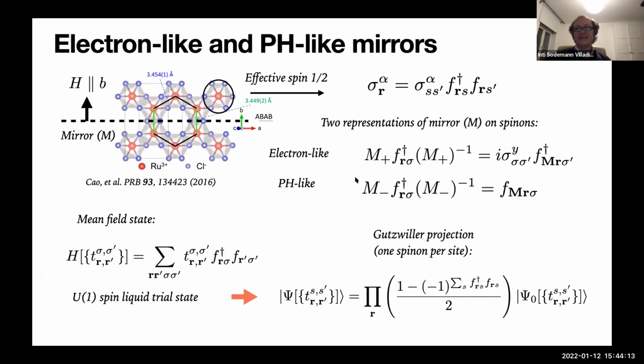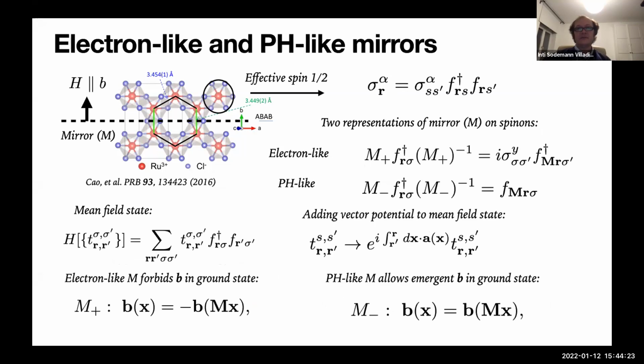Okay, so even though they lead to the same transformation laws of the physical spins, when you enforce these different transformation laws on the spinons, you get different physical states after Gutzwiller projection. In particular, you can convince yourself very explicitly, dealing with the transformations of the physical Gutzwiller projected wave function, that for these hoppings of the mean field state for the spinons, when you dress them with a vector potential via Peierls substitution, the magnetic field associated with the electron-like transformation law will be odd under this mirror, whereas the magnetic field associated with the particle-hole-like mirror will be even, okay?